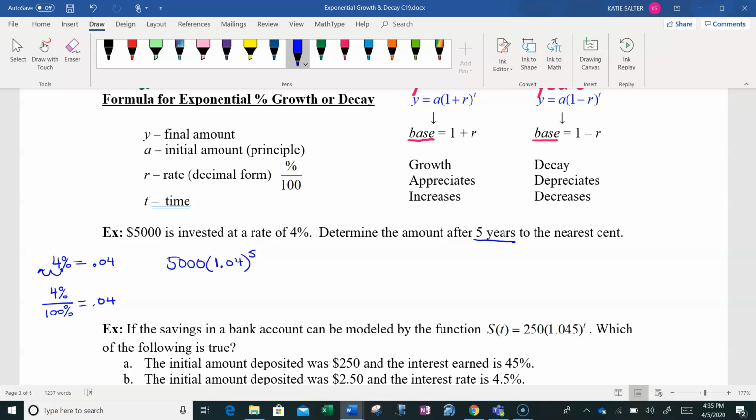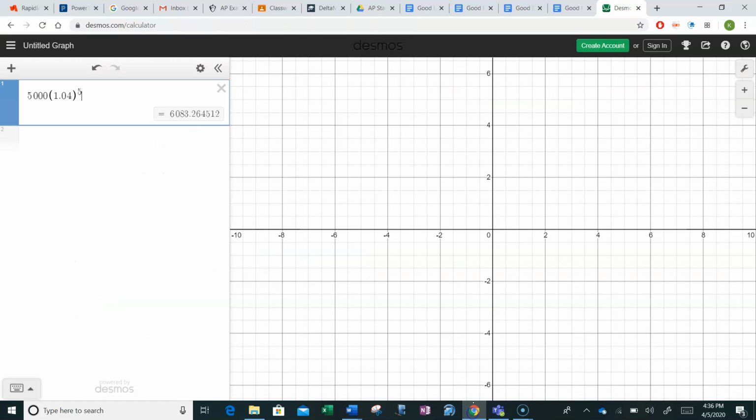And guys, you can go right into Desmos and type this in, or if you have a graphing calculator at home, you can type it in. So we pop that in and we get $6,083.26. It said to round to the nearest cent, so that's to the nearest hundredth, which is what we normally do with money. Make sure you always follow the directions. Again, if you're using Desmos, it's real easy, guys. You just type it in like you type in your home screen, and over here, it'll give you the answer. Or you can always write it as a function and make it into a table.